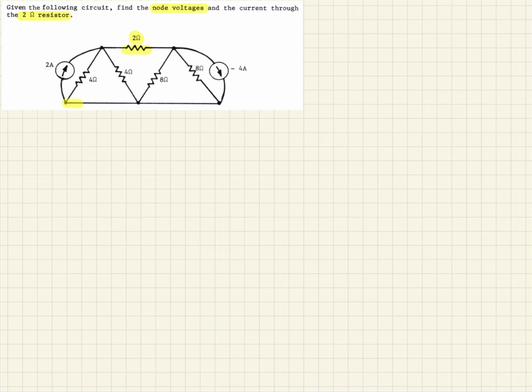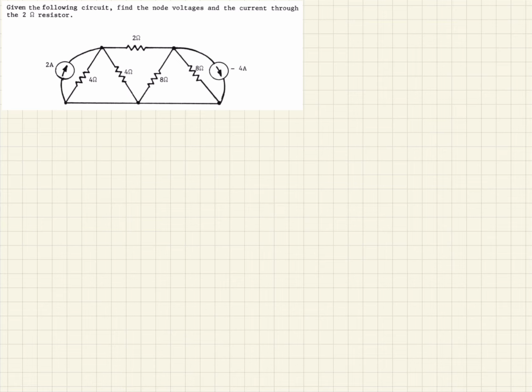So we note that this node right here would just be the reference node, so nothing really to calculate there. We'll call it 0. But then we're left with these two nodes here, so the voltages at those two nodes, and then the current through that 2 ohm resistor.